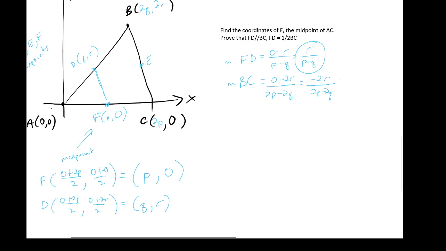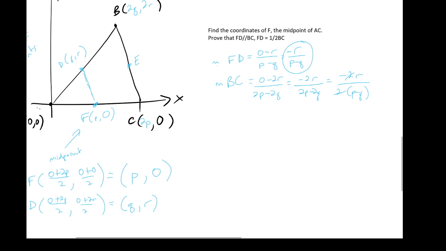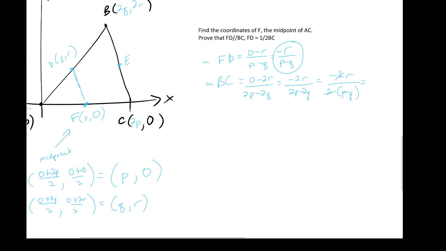And look at what we can do here. I can factor out a negative 2, okay, R over, I can factor out a 2, and that's going to give me P minus Q. And then I can factor out these 2's, which is going to give me a matching slope. It's going to be negative R over the quantity P minus Q, which, look, is the same slope I had for FD. So our slopes are the same.